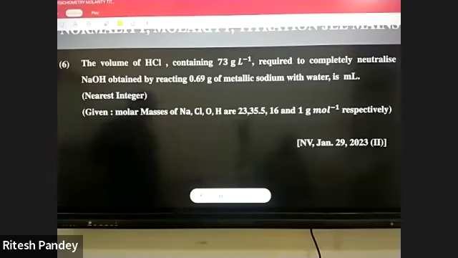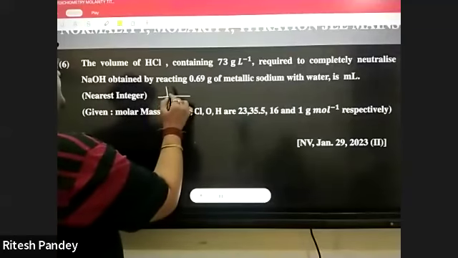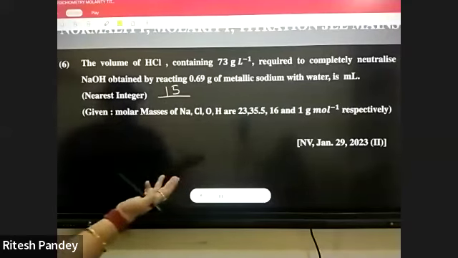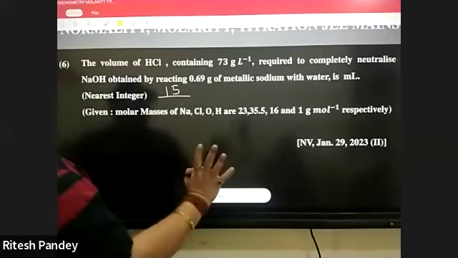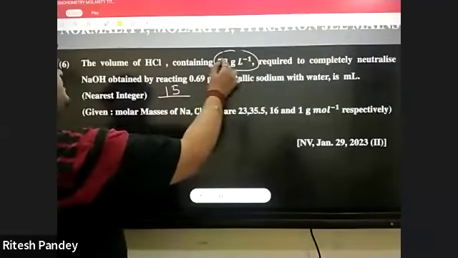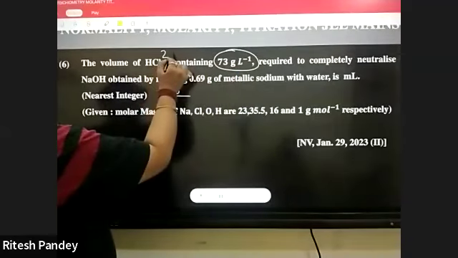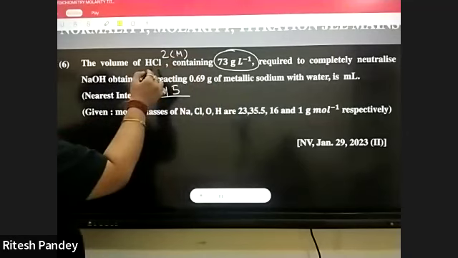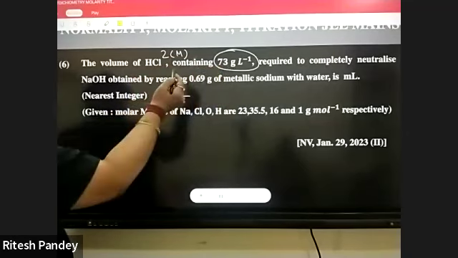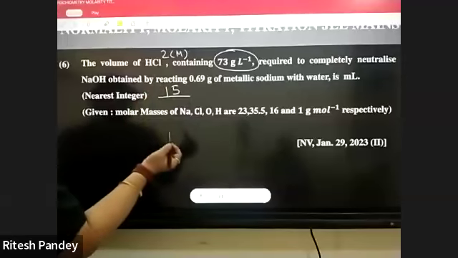What's the common answer? 15 ml. 15 ml is the common answer, and I guess the right answer. See, the first thing which comes to your mind when you see 73 grams is 2 molar. Please tell me if you relate to this. HCl 36.5, 73 grams per liter. The first thing which comes to your mind is HCl is 2 molar.